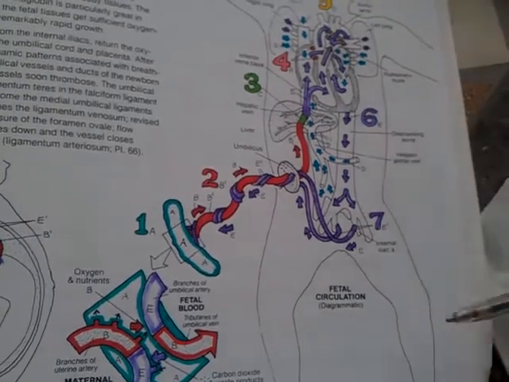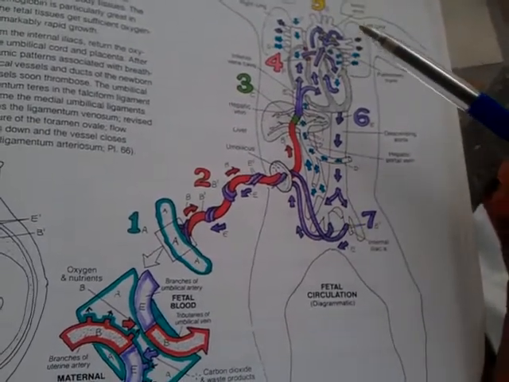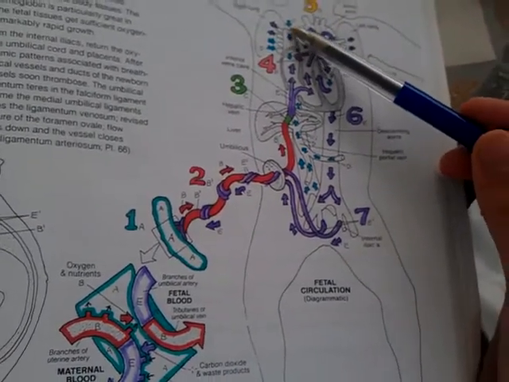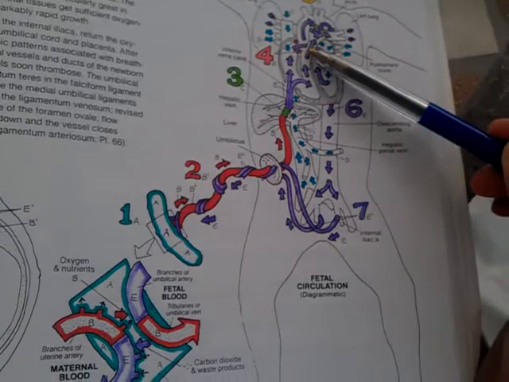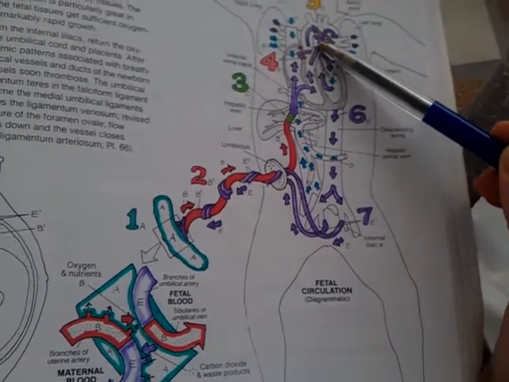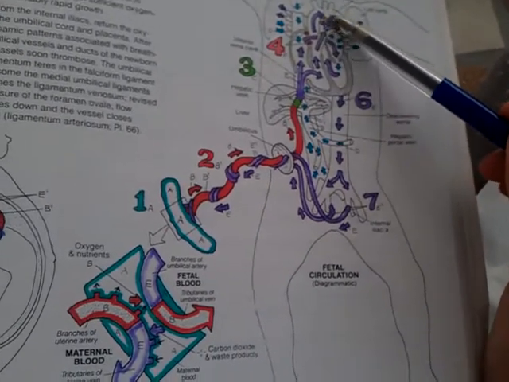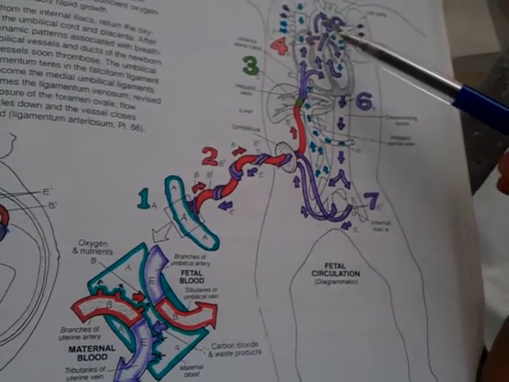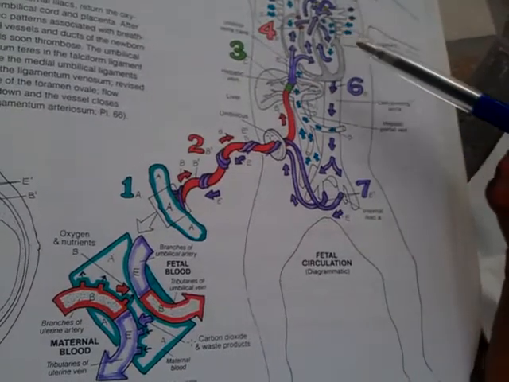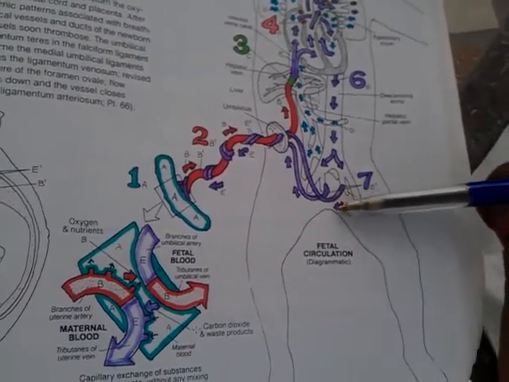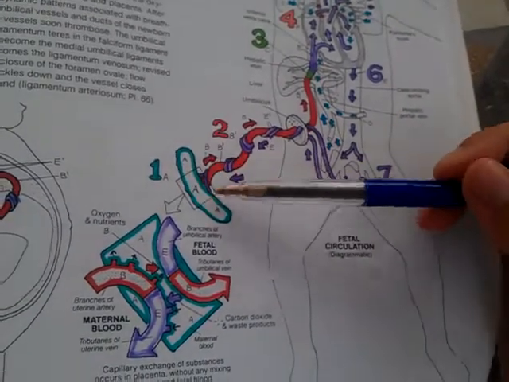And then back you have the superior vena cava into the right atrium, into the right ventricle, into the pulmonary trunk, through the ductus arteriosus here, into the aorta, and this blood goes to the thorax, to the abdomen, to the pelvis and lower limbs. And then it gets back to the umbilical arteries, which are in purple, which go back to the placenta.